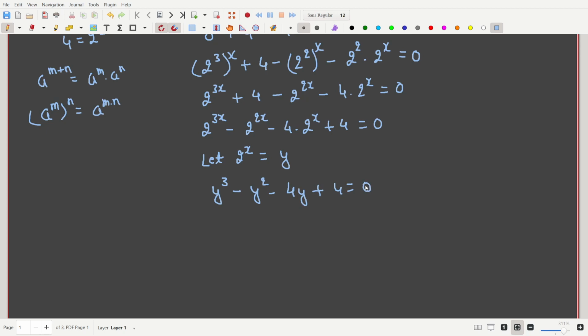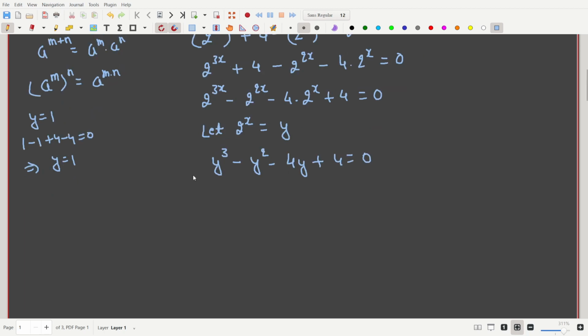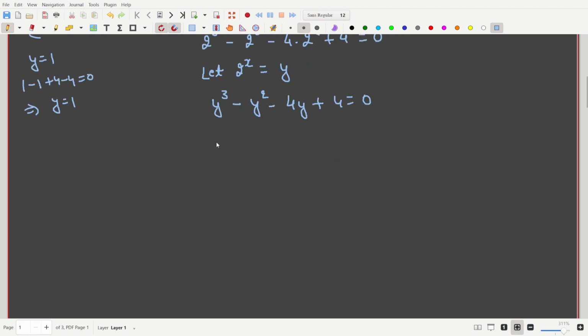Now let's try to find the first root by trial and error. If we substitute y is equal to 1, we get 1 minus 1 minus 4 plus 4, which is equal to 0, which means y is equal to 1 is one of the roots of this equation. Now we can factorize the left hand side by using synthetic division. So let's write down the coefficients. We have 1, minus 1, minus 4, plus 4, and y is equal to 1 is one of the roots.